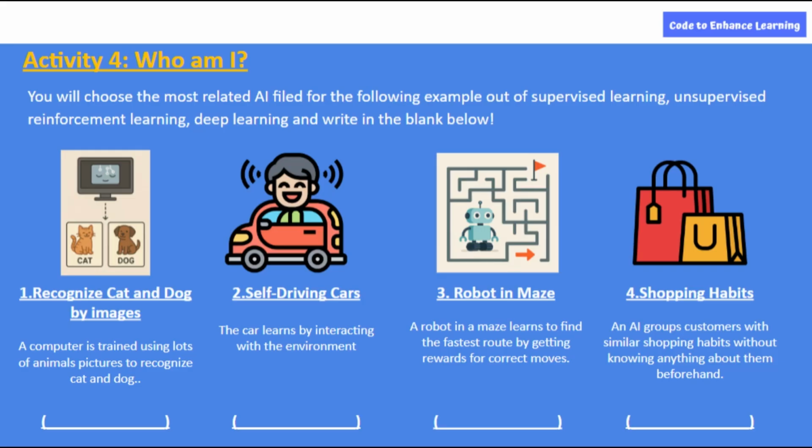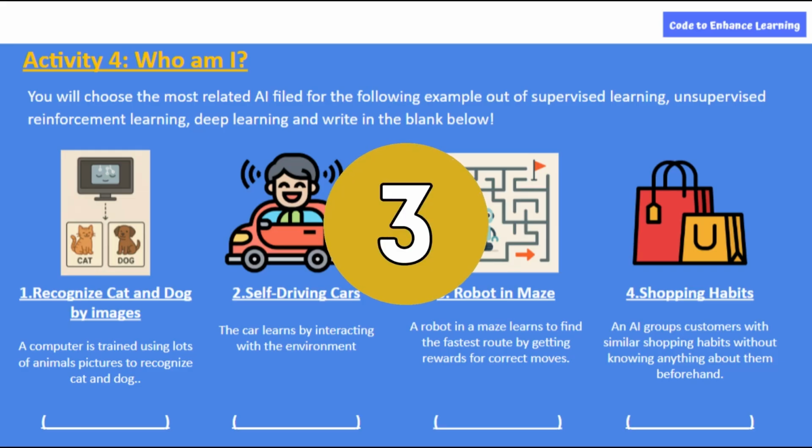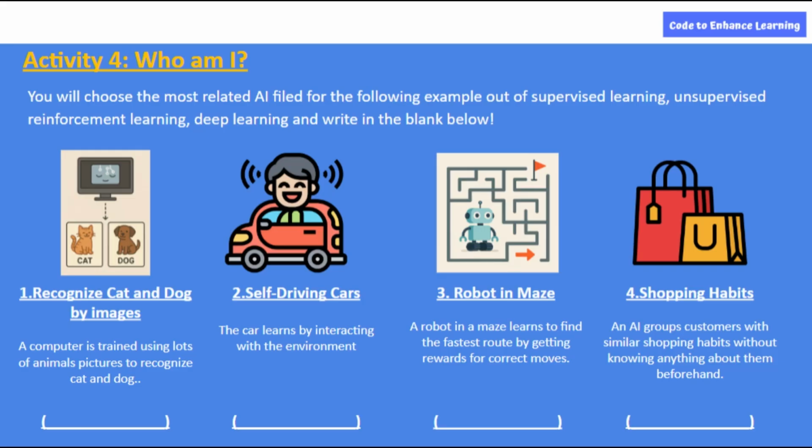So first example is recognize cat and dog by images. A computer is trained using many animal pictures to recognize cats and dogs. Think, which machine learning type is this? Yes, this is supervised learning because the images have labels telling the computer which is a cat and which is a dog. Second example is self-driving cars.